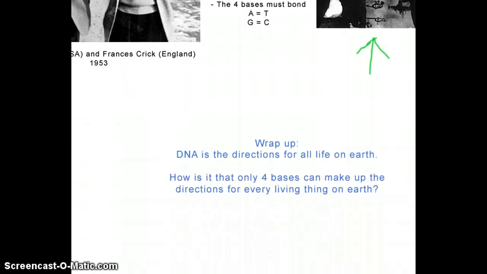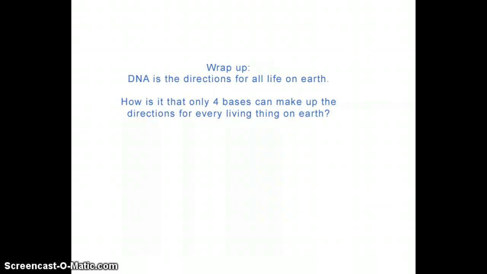Here's a question for you. DNA, as you know, it's the directions for all life on Earth. Think about this. How is it that there's only those 4 bases, the A, T, G, and C? But they make up the directions for everything. For bacteria, for viruses, for cats, for people, for plants, for a cactus, for grass, for you. And there's only 4 bases.